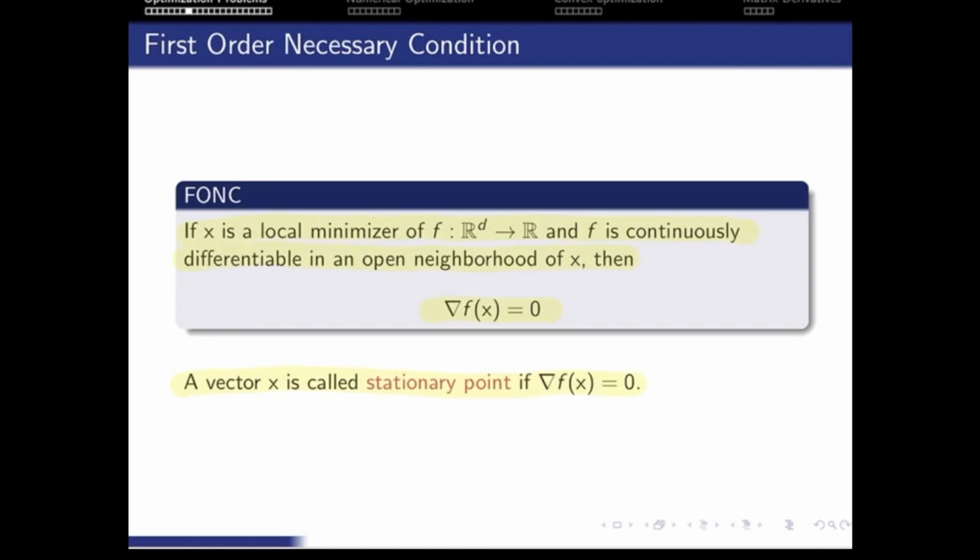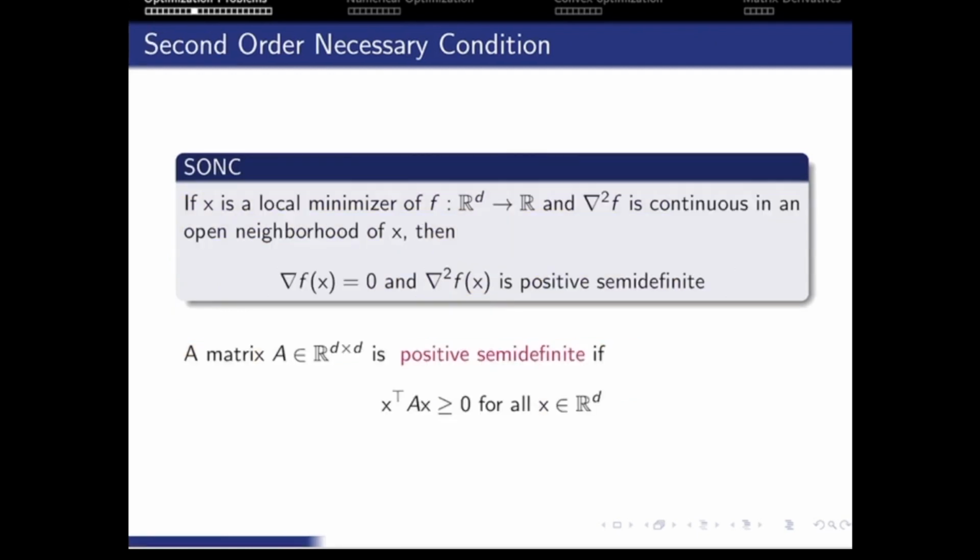So what we do here is we substitute the derivative we had for one-dimensional functions with the gradient, but the concept is the same. So every minimum, even in higher dimensions, has to be a stationary point. And similarly, we have a second order necessary condition even for the higher dimensional case. Now we introduce here the second order derivative, which is the second order gradient, also called the Hessian, which has to be continuous in an open neighborhood of x.